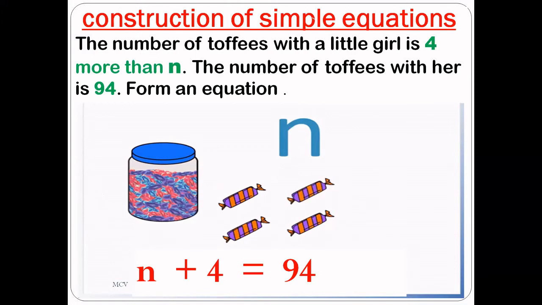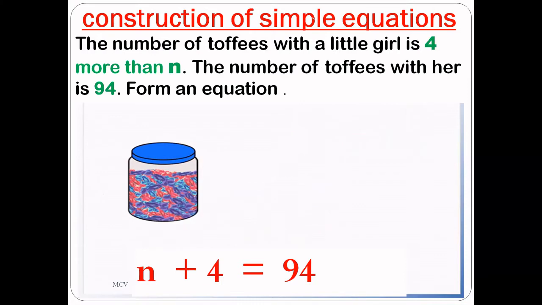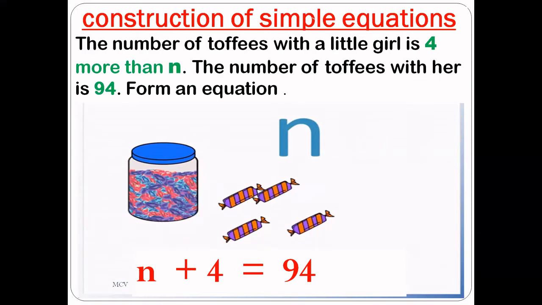How to form the equation? The number of toffees with the little girl is 4 more than n. 4 more than means 4 plus. You have to add 4. 4 more than n. There are n toffees in the bottle. Can you see? In the bottle, there are n toffees.